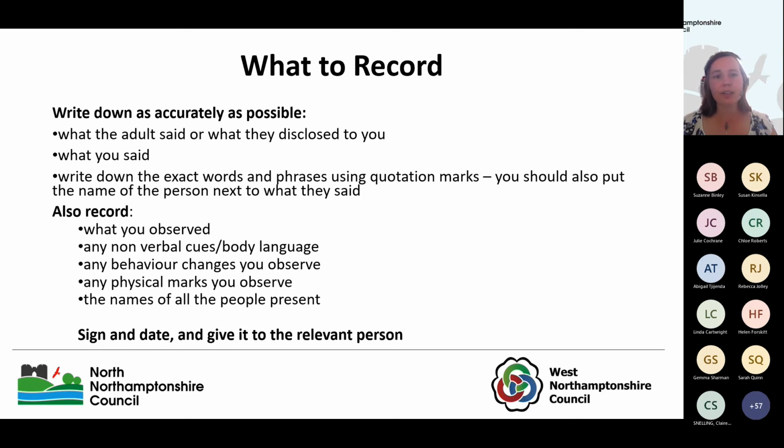And again, if you can remember exact words and phrases, you might want to put them in quotation marks, and make it clear who said what. You might also record anything you observed. So if the person behaved differently when a certain person entered the room, how they behaved, what was missing, what was changed, what their posture was like, what non-verbal cues and body language they were giving away. What behaviour changes did you observe? What was different about them?